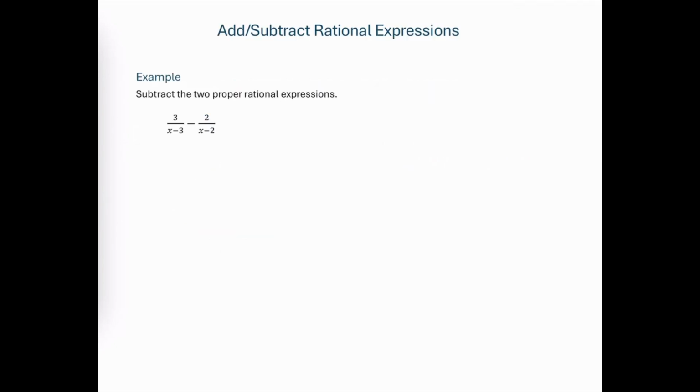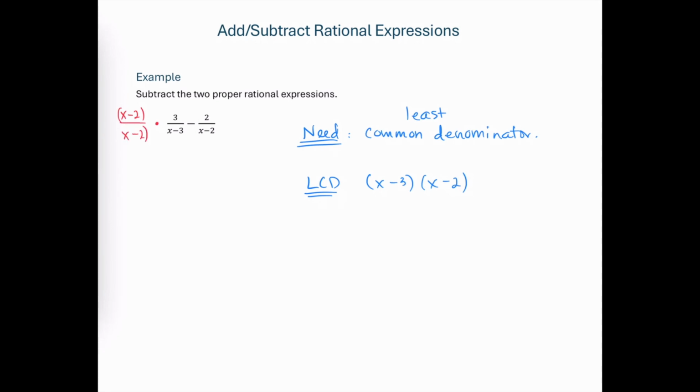In order to add or subtract rational expressions, we need to write them with a common denominator. And the least common denominator is the one that we're after, so we'll call that the LCD. And when these denominators don't contain any shared factors, the LCD is just going to be the product of those two denominators. So we need to multiply this first rational expression by x minus 2 over x minus 2 so that it now contains the LCD. And the second rational expression would need to be multiplied by x minus 3 over x minus 3.